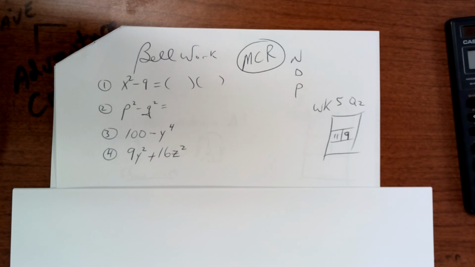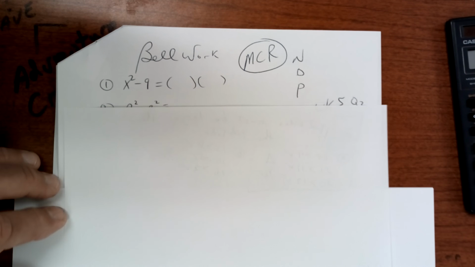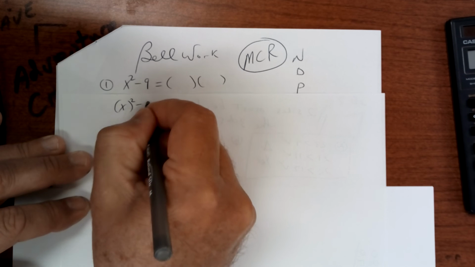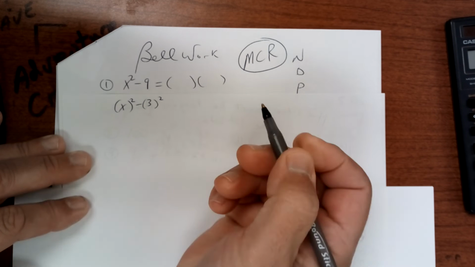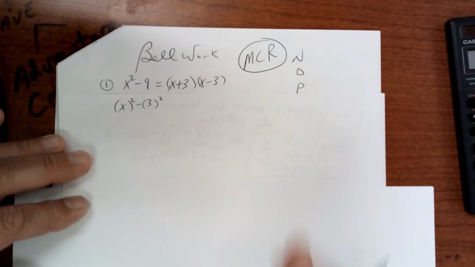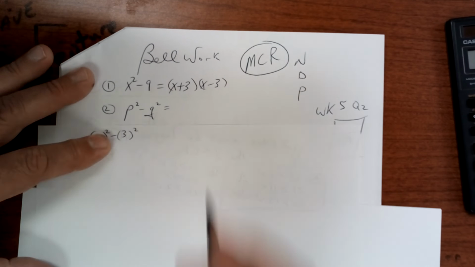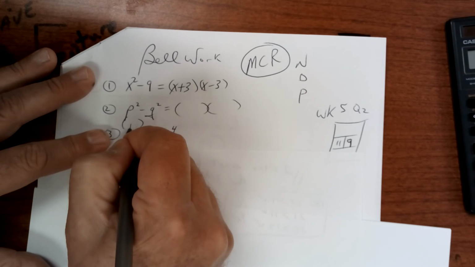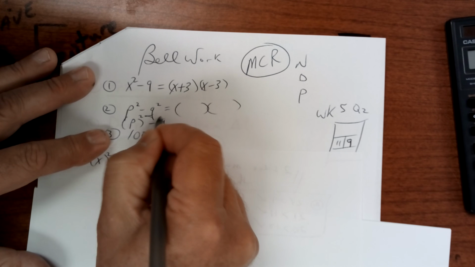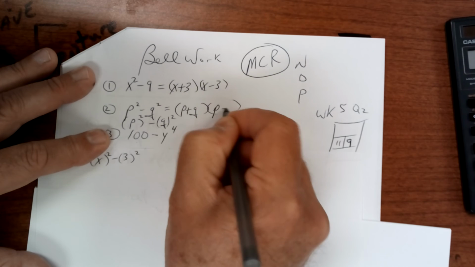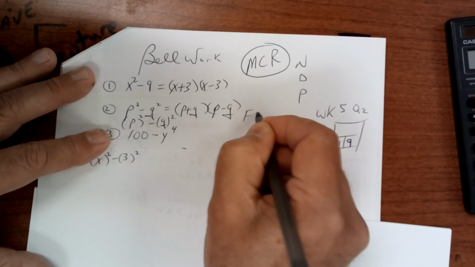This one right here, you learned how to do the difference of two squares, and I want to see the work. So this is going to be x squared minus 3 squared, so your answer is x plus 3 and x minus 3. The next one here is the difference of two squares, so you're going to put p squared minus q squared, so it's going to be p plus q and p minus q. If you want to check it, just do FOIL.